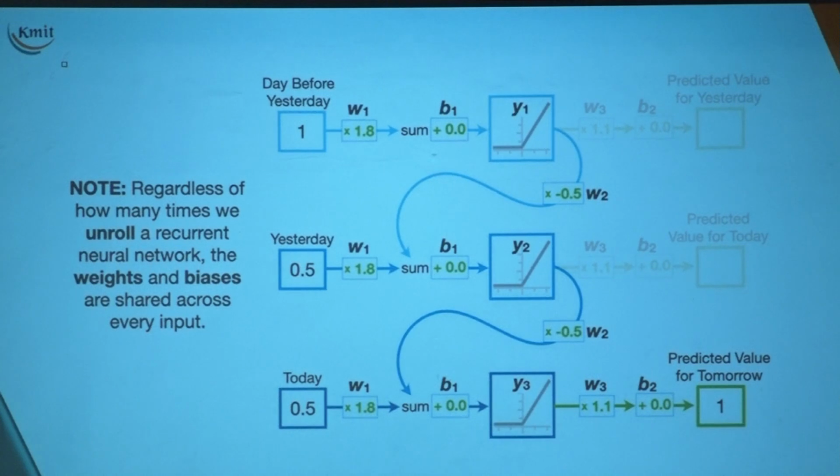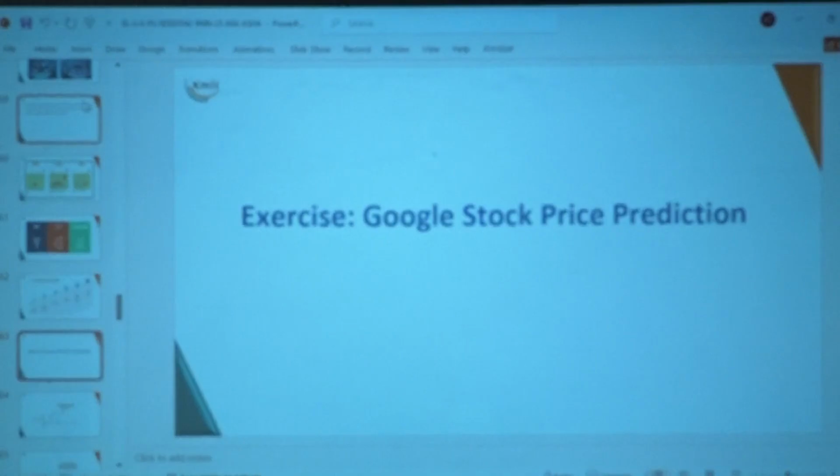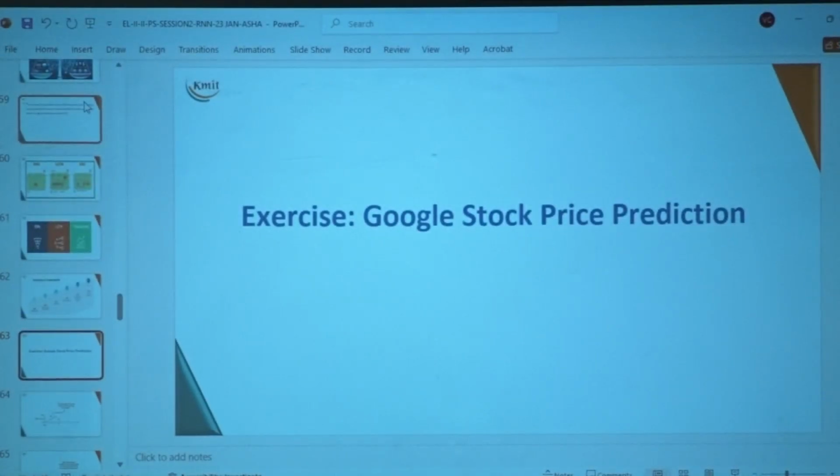Regardless of how many times we unroll a recurrent network. What do you mean by unrolling? 3 times I am unrolling here, because I have to consider what? 3 days of feedback and take the next prediction. So despite how many times you unroll a recurrent neural network, the weights and biases shared across the network would be the same. Am I changing any weights and biases here? No. So the computations would be gradually reduced. Is that clear? So this is what you're going to do tomorrow in the lab.